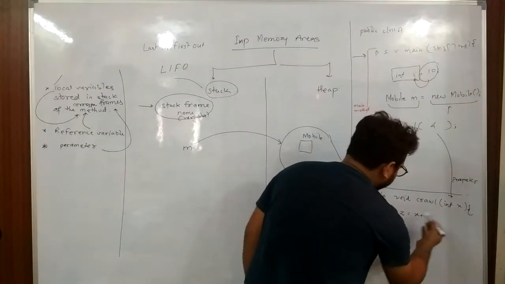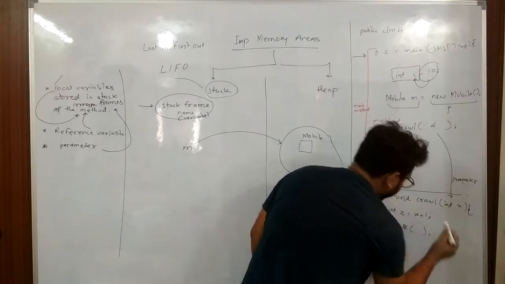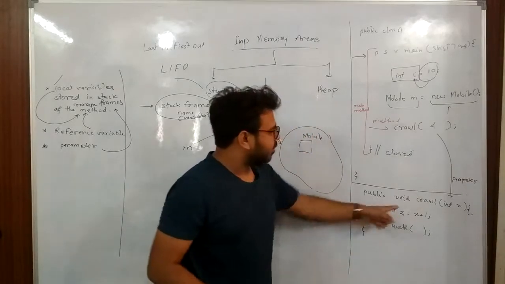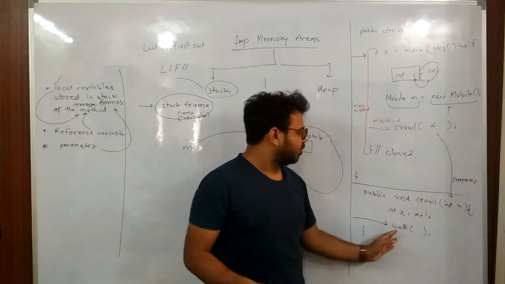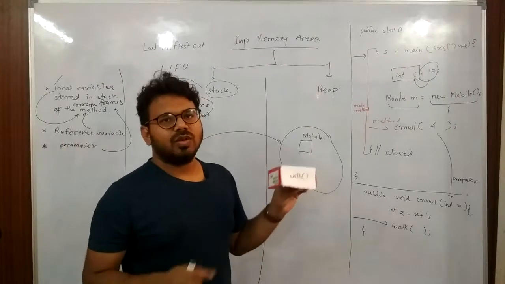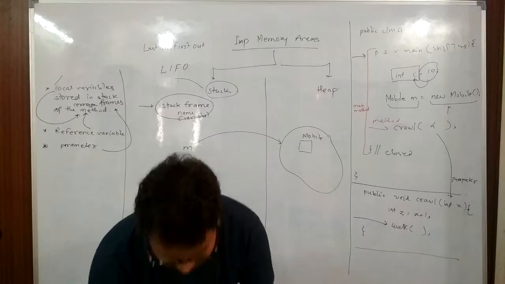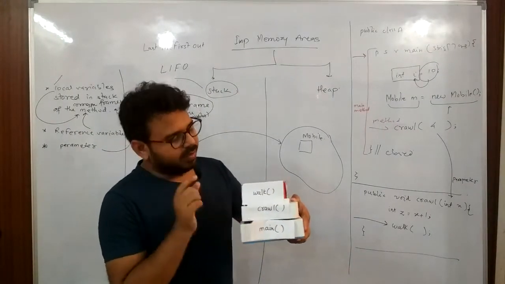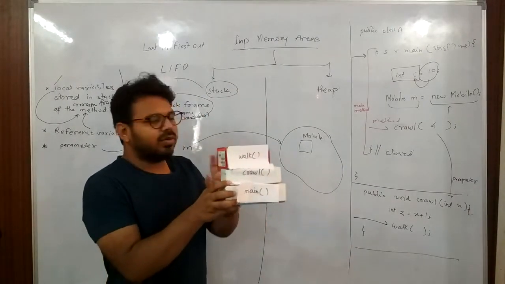Suppose we call the method named walk. What will happen at this line? Since this crawl method is not finished yet, a new stack frame for the walk method is created. Here you can see the stack frame for the new walk method, and it will lie on top of the previous method, that is the crawl method. Now I think you are clear about this stack frame.